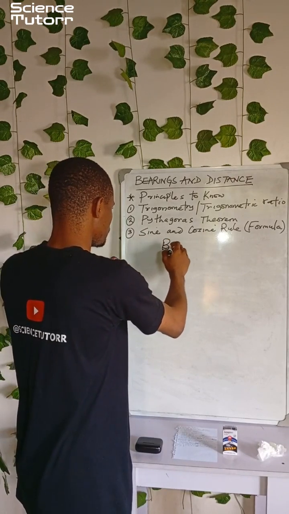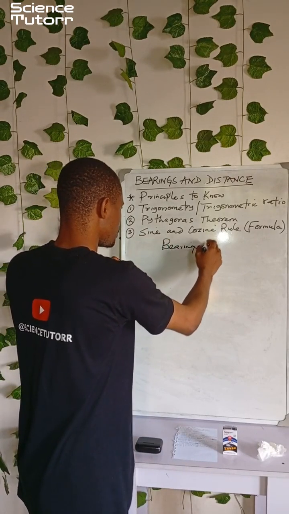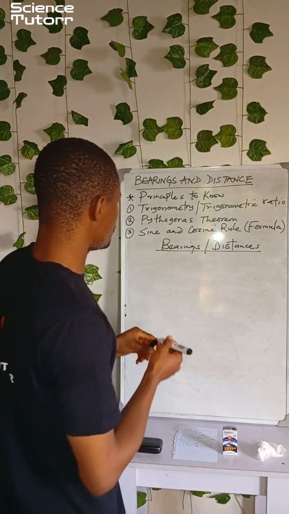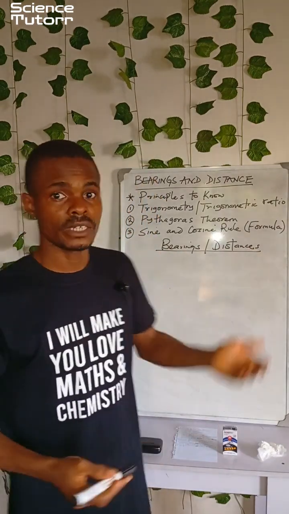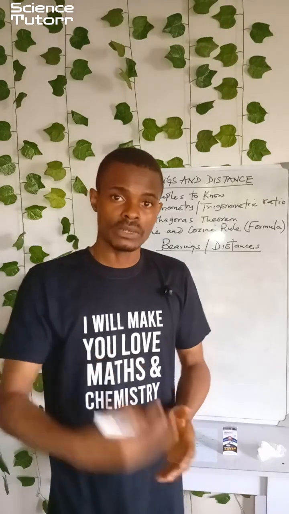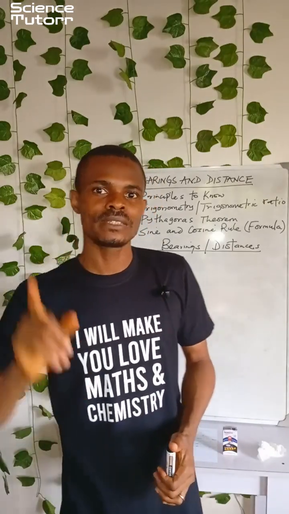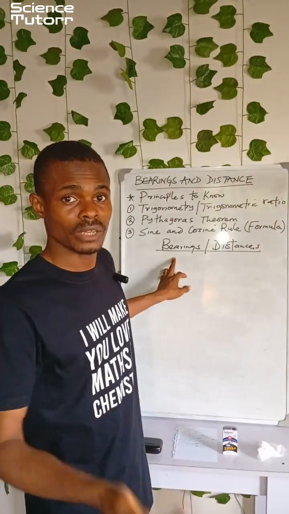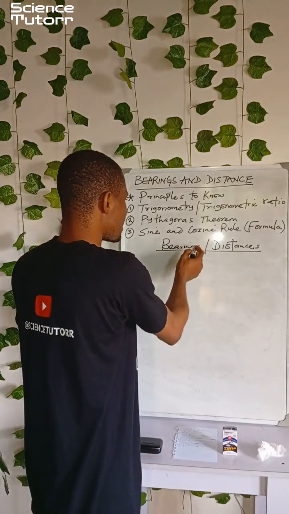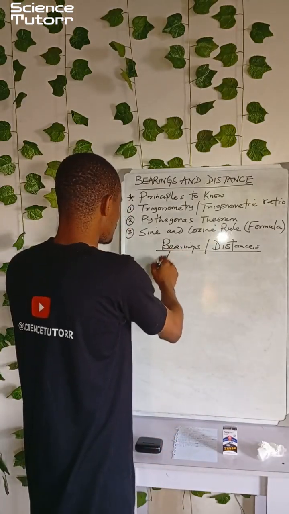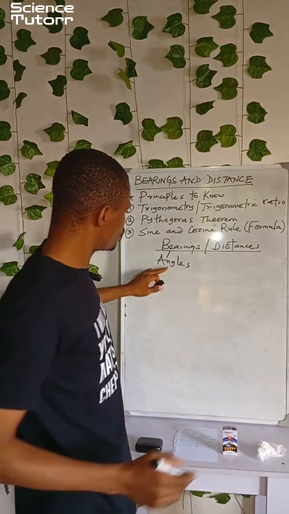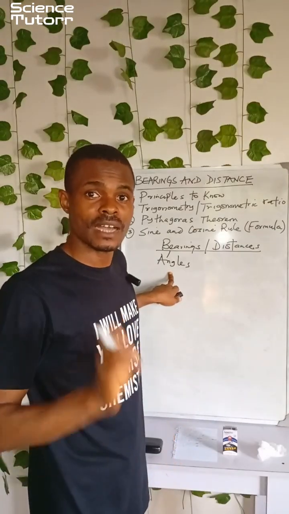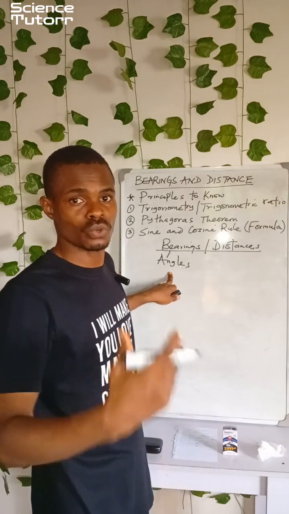So what is bearings and distance? Bearing simply tells us the direction of a place, but using angles. So bearing simply has to do with the direction of a place using angles. All we consider in bearings are angles. I can also describe it this way: bearings simply signify angles from a reference point, from a reference location.